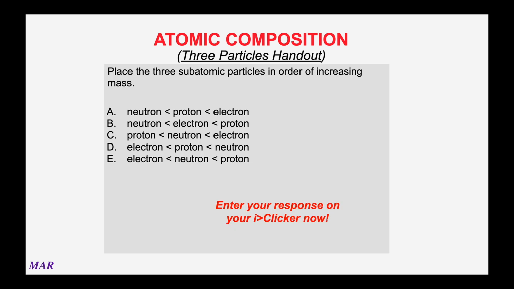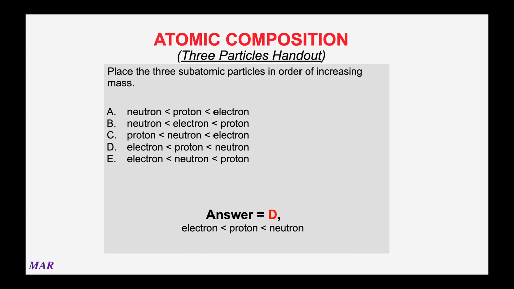Put these atomic particles in order of increasing mass. So that means smallest to largest. And like we talked about earlier, the electron is by far the smallest. Protons and neutrons are about the same, but neutrons are a little bit more massive than protons. So answer D would be the correct answer here.